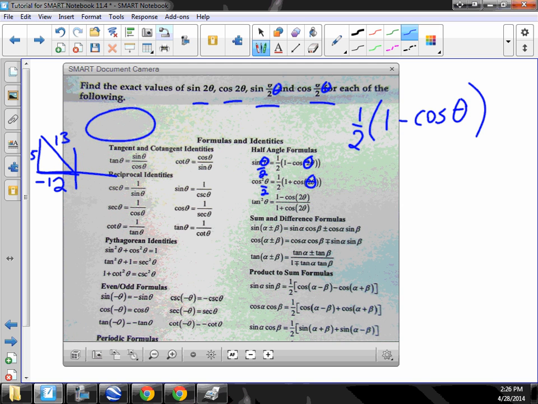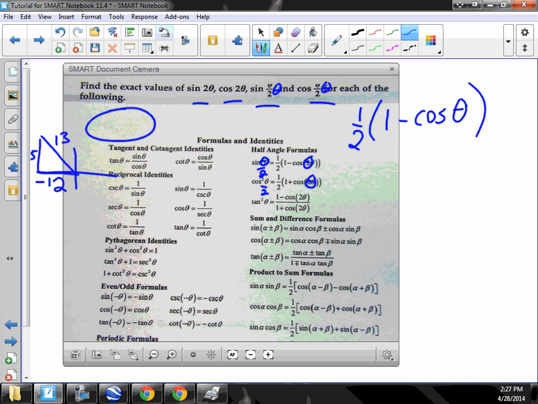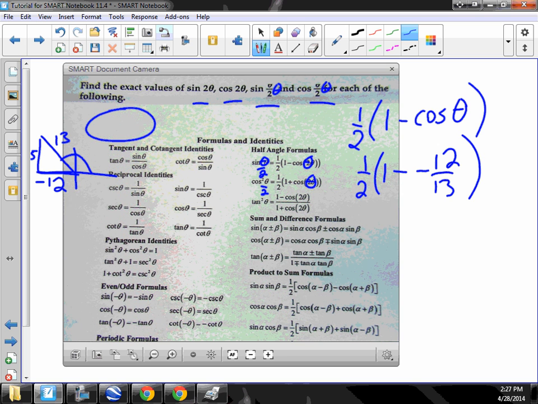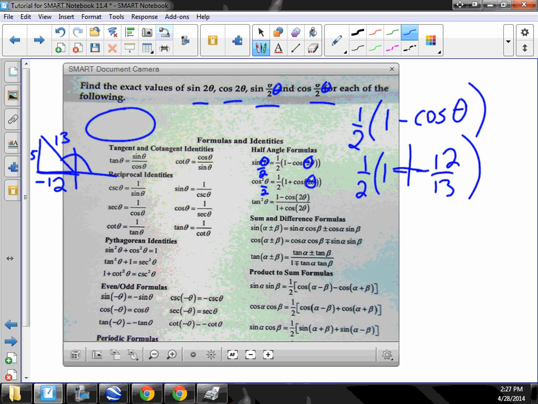What is the cosine of theta? So this is theta, so the cosine of theta is negative 12/13. So 1/2 times 1 minus negative 12 over 13. Those negatives become a positive. What is 1 plus 12/13? 25/13. Sorry, 25/13 times 1/2.